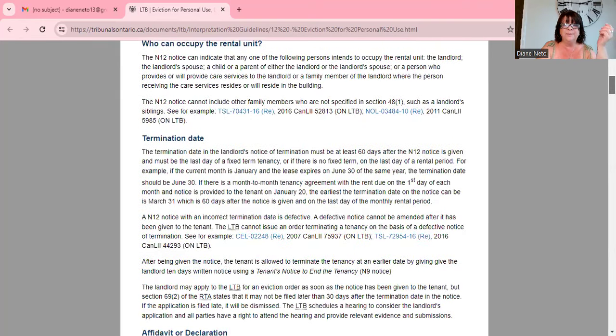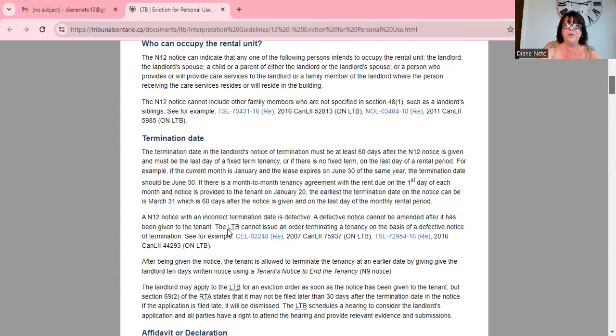So if you look here, the termination date in the landlord's notice of termination must be at least 60 days after the N12 notice is given and must be the last day of a fixed term tenancy, or if there's no fixed term, on the last day of a rental period. For example, if the current month is January and the lease expires June 30th of the same year, the termination date should be June 30th. If there's a month-to-month tenancy agreement with rent due on the 1st of each month, and notice is provided to the tenant on January 20th, the earliest termination date on the notice can be March 31st, which is 60 days after the notice is given, and the last day of the monthly rental period.